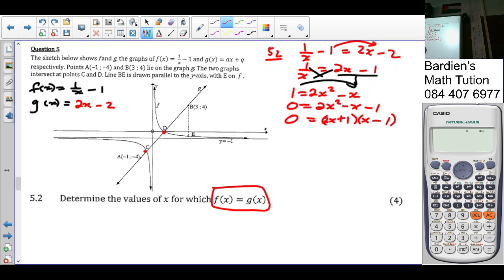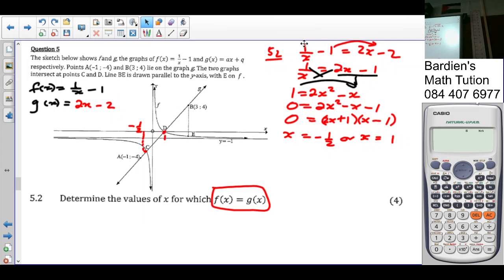So the first one, 2x plus 1 is equal to 0, so x is equal to negative half. Or x minus 1 is equal to 0, x is equal to 1. Which one would be which? Okay, that is the answer they are looking for. But this one here would be your negative half, and this of course will be your 1.